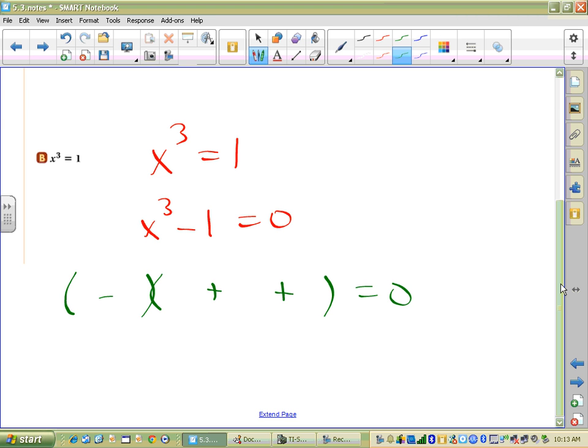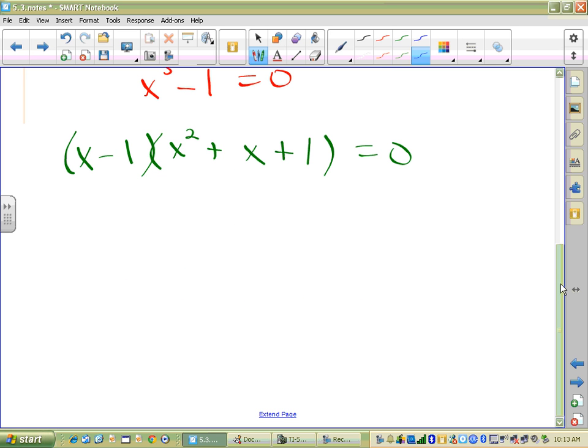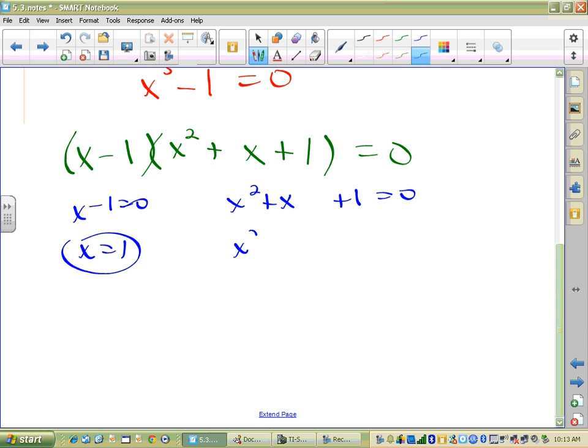Cube root of x cubed is x. Cube root of 1 is 1. x squared is x squared. 1 squared is 1. x times 1 is 1x. There we go. So this tells me x minus 1 is 0, which means x is 1. This tells me x squared plus x plus 1 is 0, which means x squared plus x equals negative 1, which means I need to complete the square.